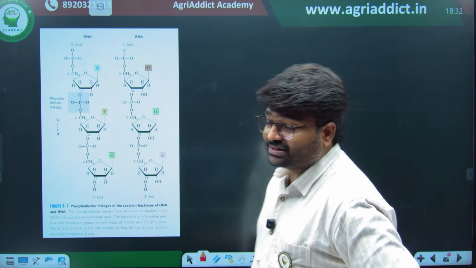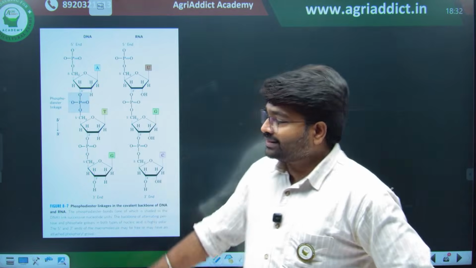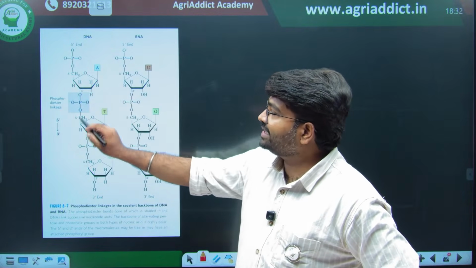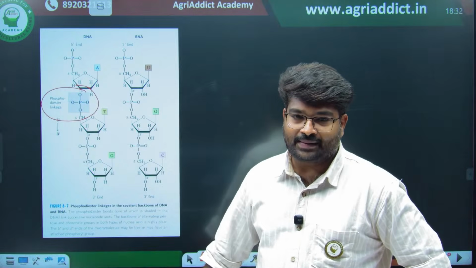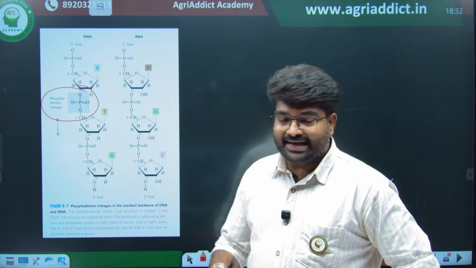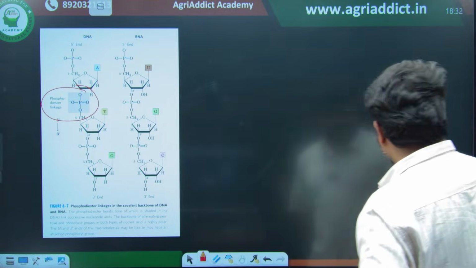Another most important thing: the bases will be joined together by phosphodiester bond. This is also an important thing. The phosphodiester bond will be there for joining the bases.